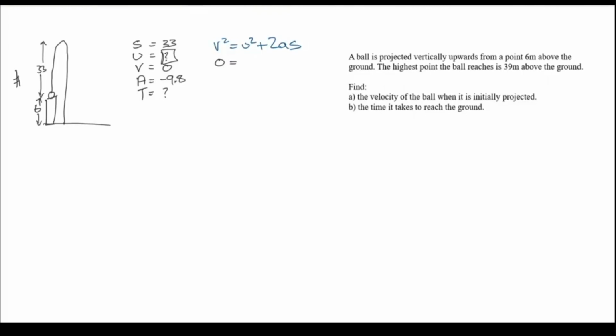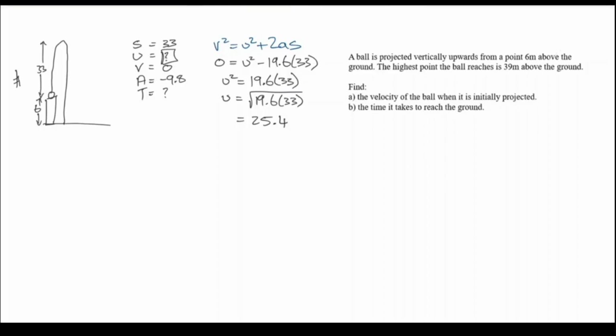We'll go ahead and substitute our values in. And when we rearrange, we see that u is going to be the square root of 19.6 multiplied by 33. And that gives us an initial velocity of 25.4 meters per second.